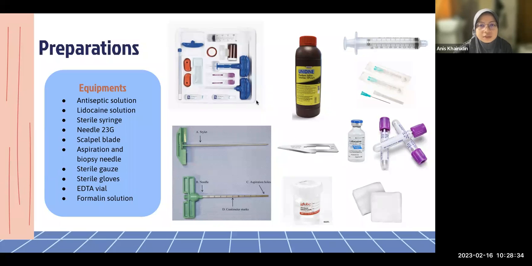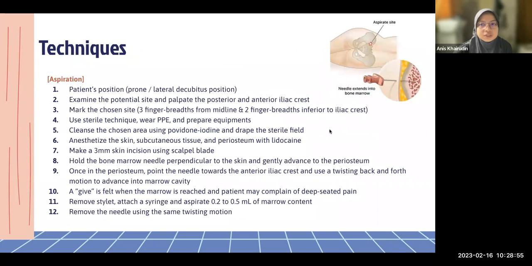So there are actually a few types of needle. Yes, but I think the most popular one is called the Jamshidi needle, which is this one, the blue one. This is if it comes in a set like this. Okay, so these are the techniques. I think it's best to watch the video first.